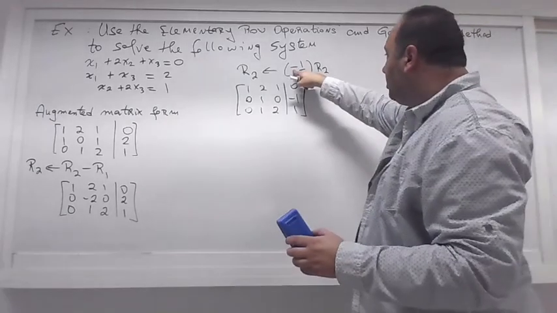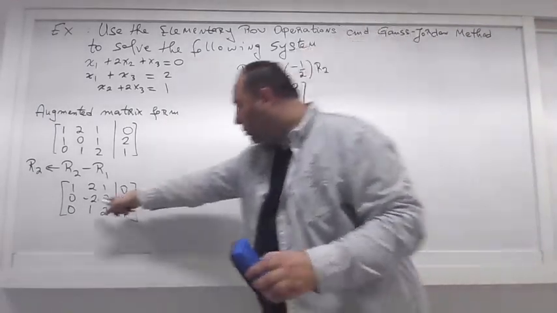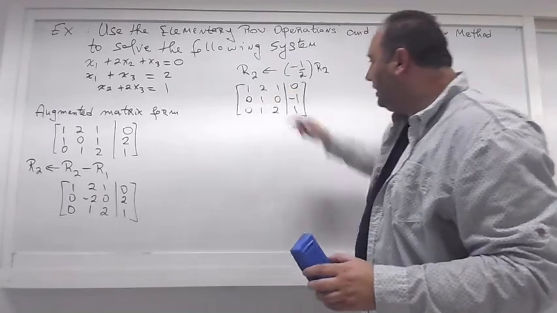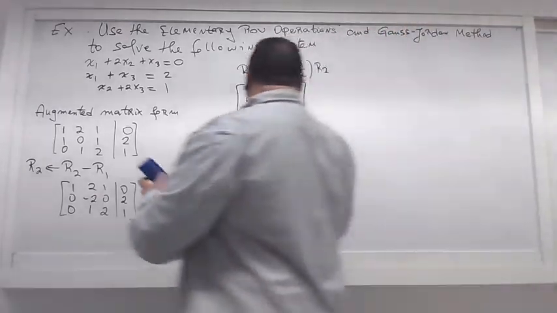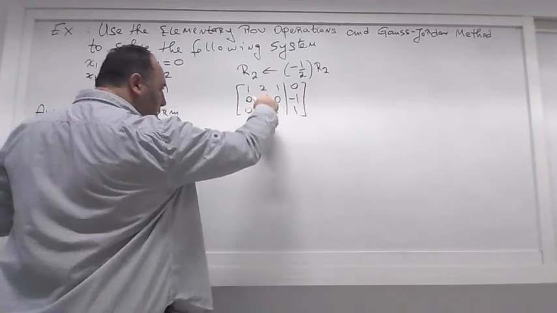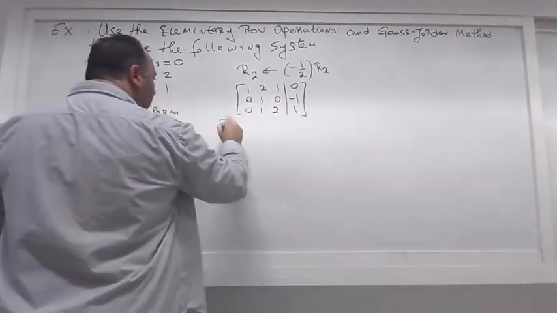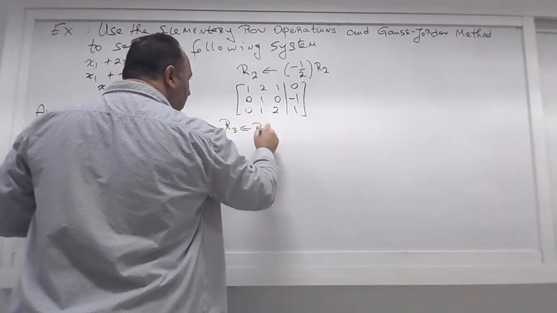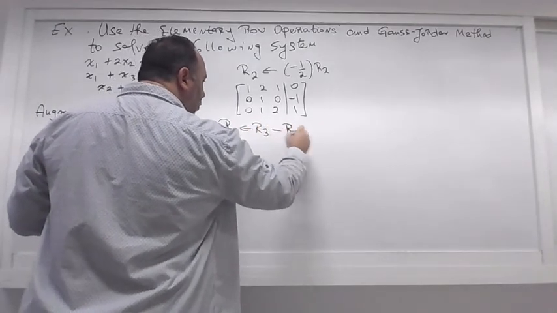Why did I choose minus 1 over 2? Well, I had minus 2 here. What I want is leading entry equal 1. It's very useful. So now you see, it's beautiful. I have my leading entry, I want to introduce zeros below. So row 3 replaced by row 3 minus row 2.